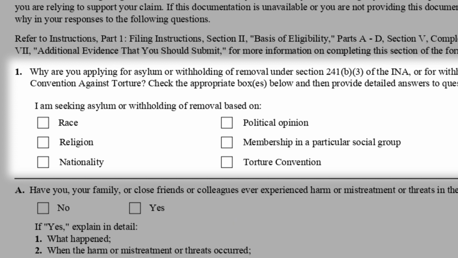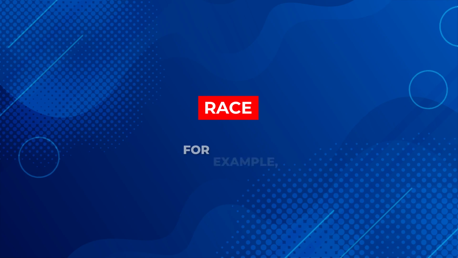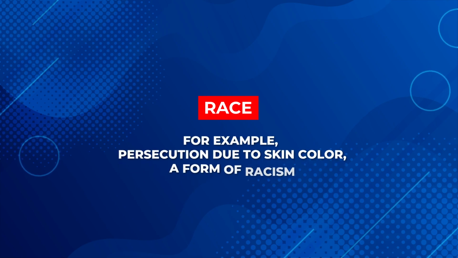Now, each of these has a specific meaning, but there is some flexibility and room for creativity in arguing that the thing that's motivating the persecutor in your case falls within one of those categories. Let me say a few words about each of them, starting with race. This can be something like someone being targeted because of the color of their skin. You know, racism. And what about religion?